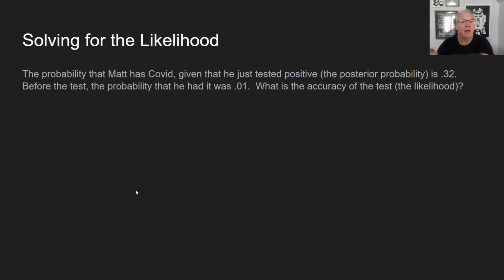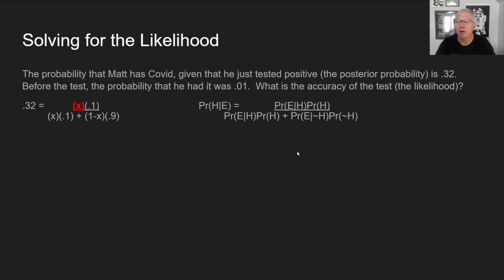So we could actually use information we have in a real diagnostic situation to try to figure out how good my test is. If I know independently that somebody's got COVID or doesn't have it, or I know with what degree I believe it on the basis of the test, then I can work backwards again and solve for the likelihood. So now it's recognizing that we're trying to figure out what the likelihood is. It's this number right here, this x on the numerator of the equation, remembering that this is where we put the accuracy of the test in previous examples.